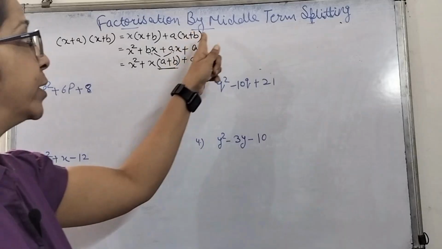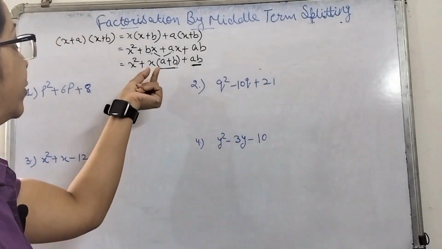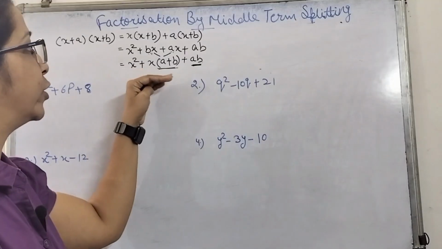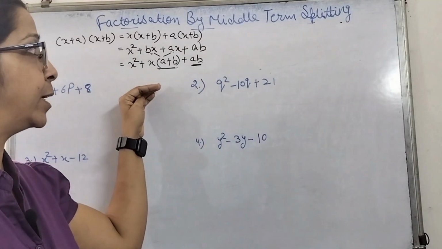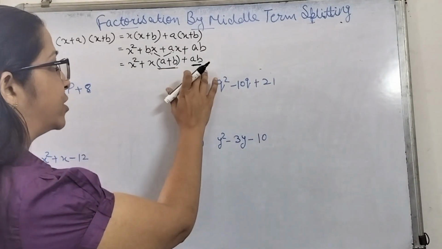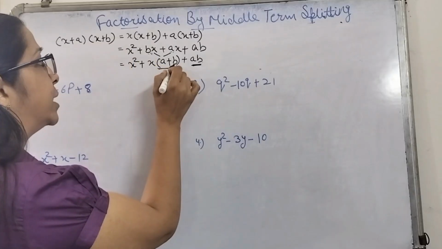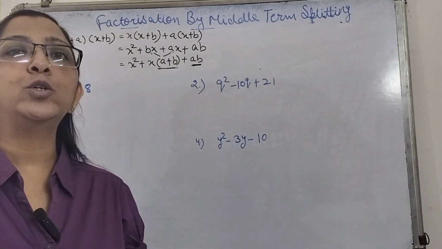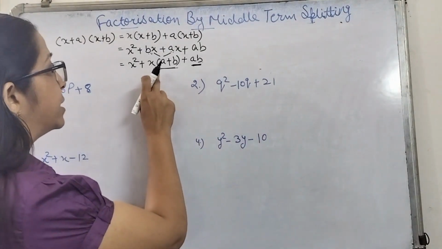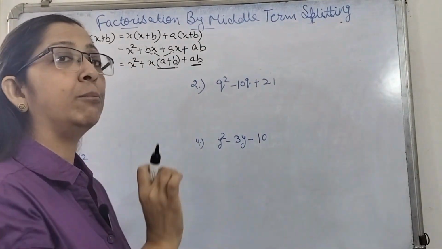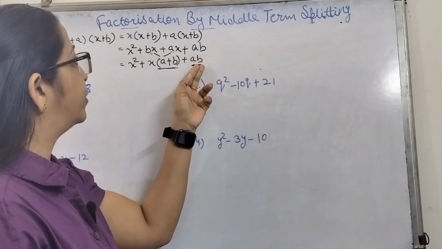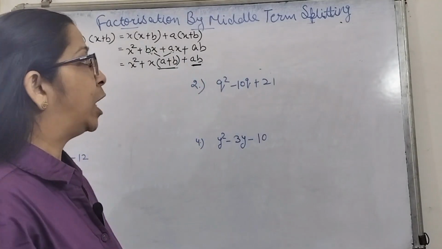So what we will be doing in middle term splitting is, first of all, arranging the trinomial in the descending order of the degree of the variable. Once we have arranged it, whichever is the middle term, we will split the middle term into two parts such that the sum should be equivalent to the middle term and the product should be equivalent to the product of the first and third term. How will we do it?